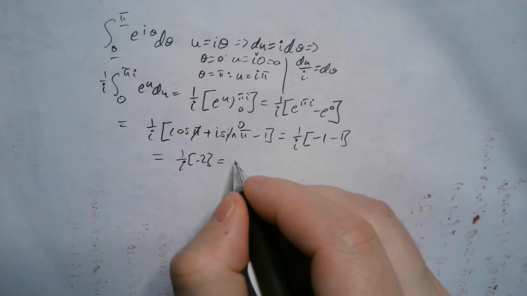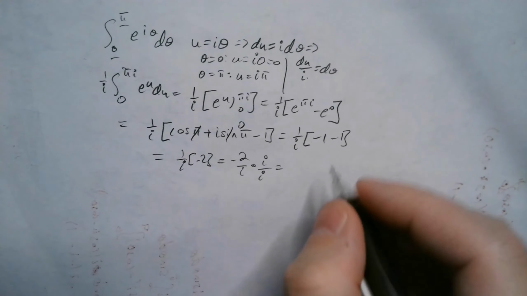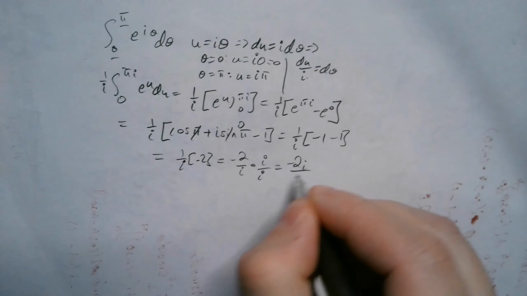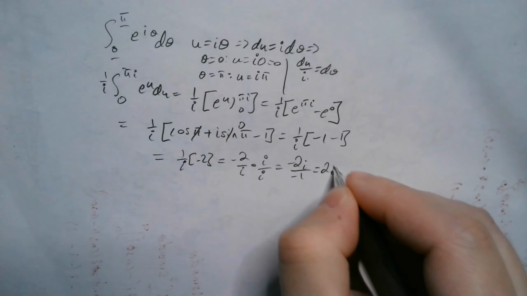But that then becomes negative 2 over i multiplied by i over i, because that's 1. We don't want i in the bottom. So you have negative 2i. Now i times i is i squared, which is negative 1. So then you divide. So 2i is the result.